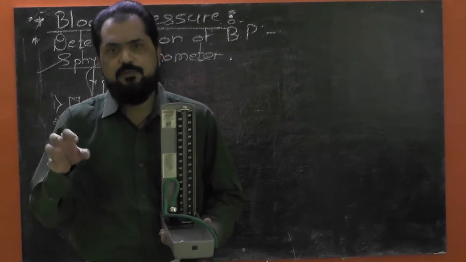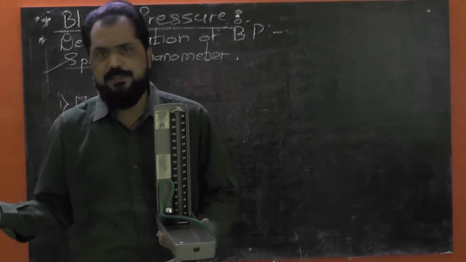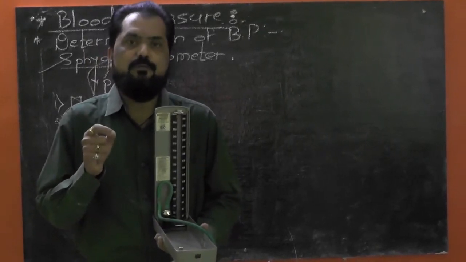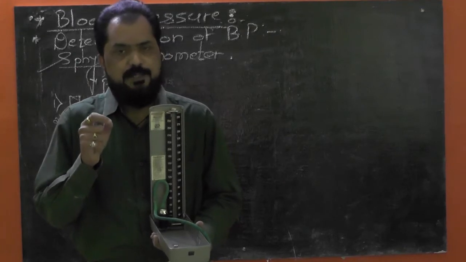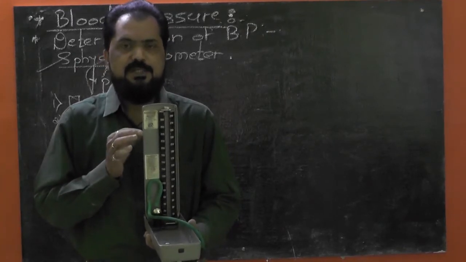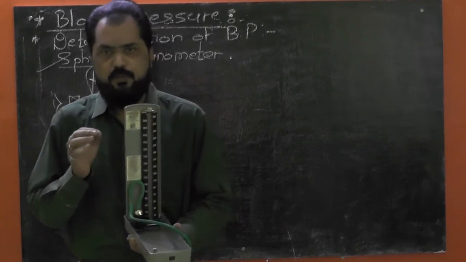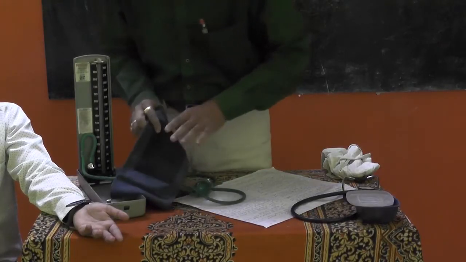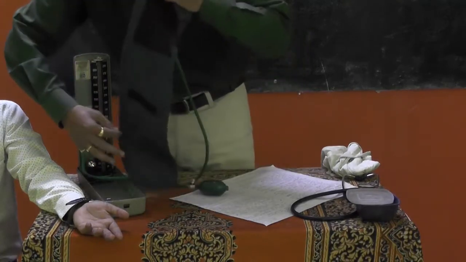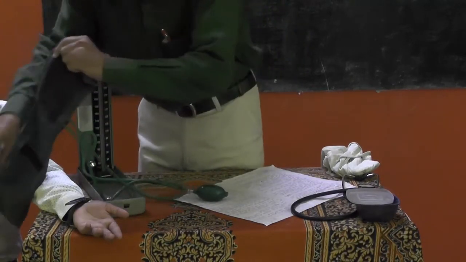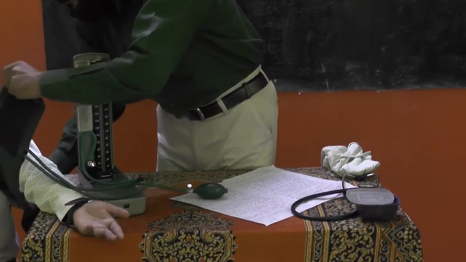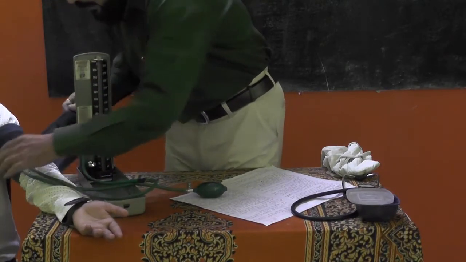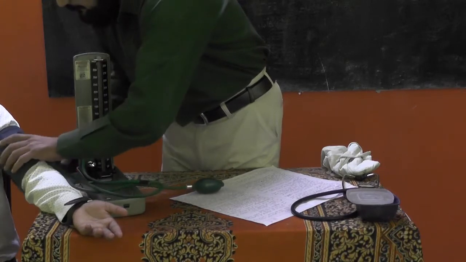Now here I am going to demonstrate you. We have a student here and I am going to demonstrate how is the actual way of measurement of blood pressure with the help of this mercury type of sphygmomanometer. Please come here. So now, first of all, here I am going to wrap this inflatable rubber cuff around the left upper arm of the student. We have to wrap it very tightly.